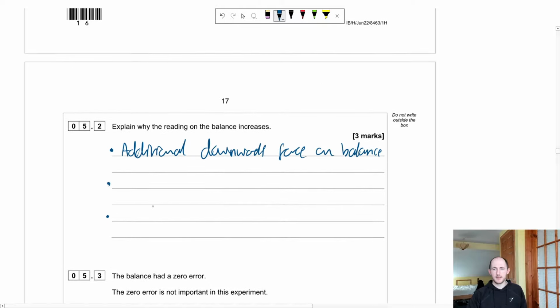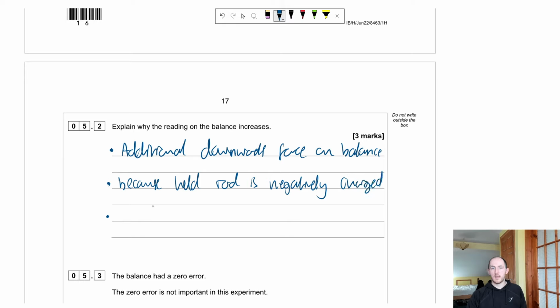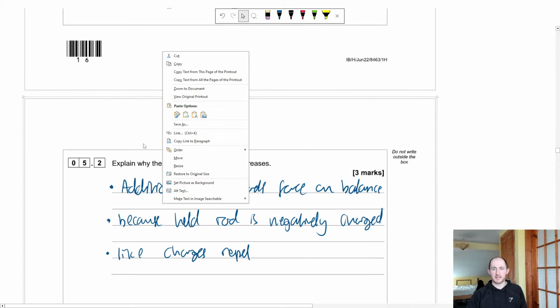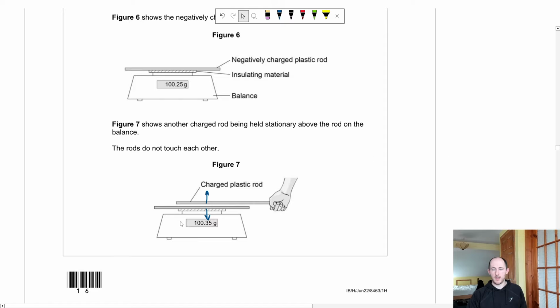So, because the held rod is negatively charged, and like charges repel. That is the only way that the mass reading on this weighing scale, this mass balance, has increased, is because there must be another downwards force. Where does it come from? Well, they're both charged rods. They must be the same charge because they're repelling each other. That is the only way for that to have happened.